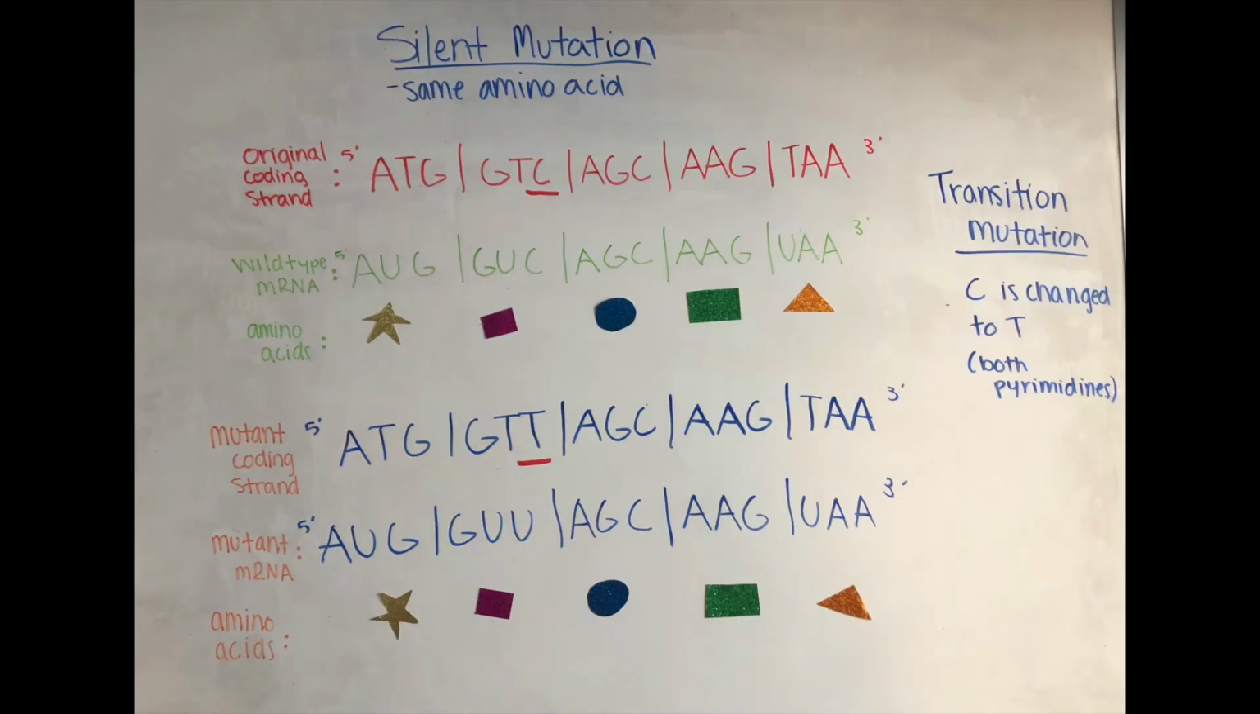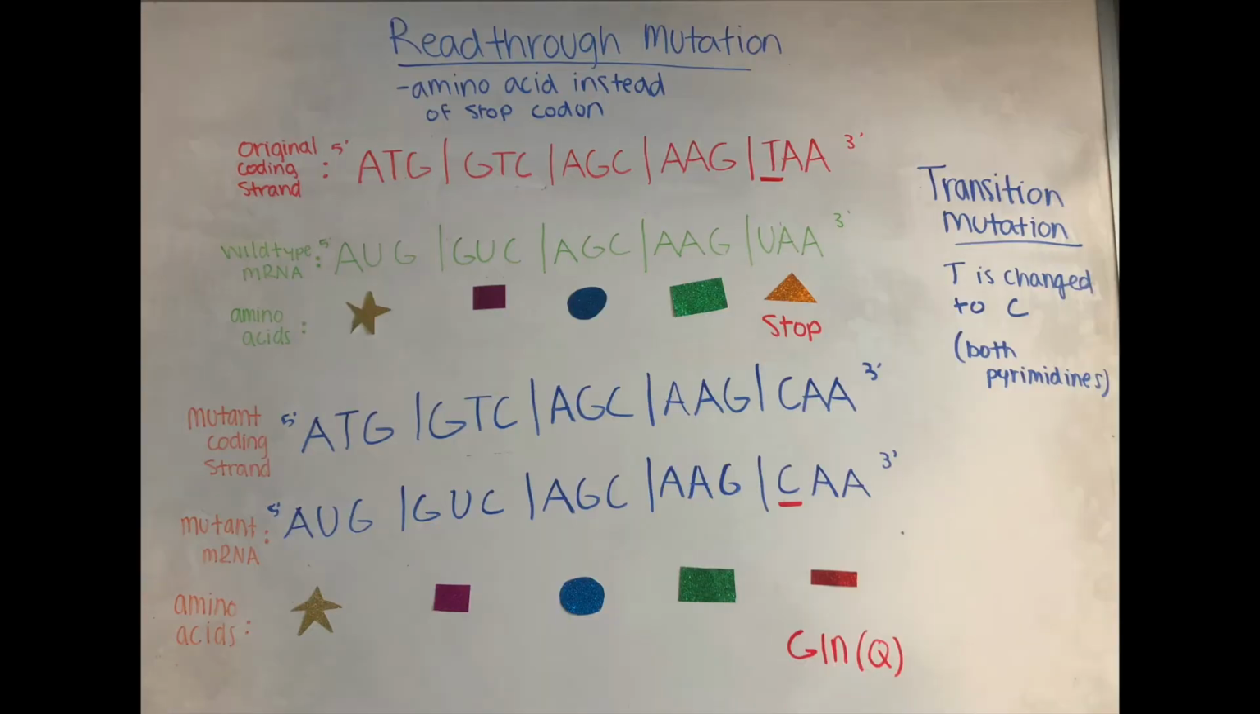This is a transversion mutation because the nucleic acid A is changed to a T, which is a purine to a pyrimidine. Silent mutations occur when the single nucleic acid changed and the point mutation still codes for the same amino acid. As shown, you can see in the original coding strand, the C that is underlined is changed to a T in the mutant coding strand. The wild-type mRNA codes for valine, while the mutant mRNA strand codes for the same amino acid, valine. This is a transition mutation because C is replaced by T, and they are both pyrimidines.